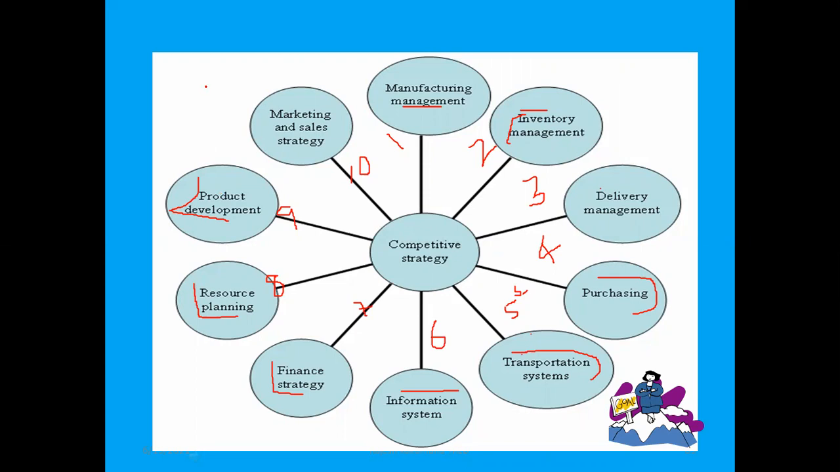Next one is marketing and sales strategy. What you have seen in the last slide, that is nothing but the marketing and the sales strategy. So these are the 10 steps required for the competitive strategy of any organization, right?